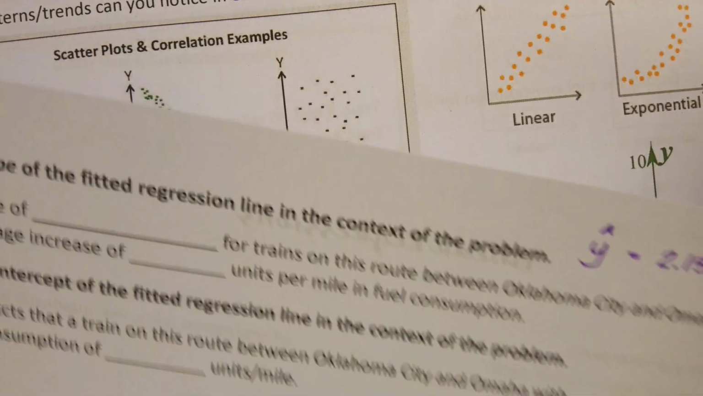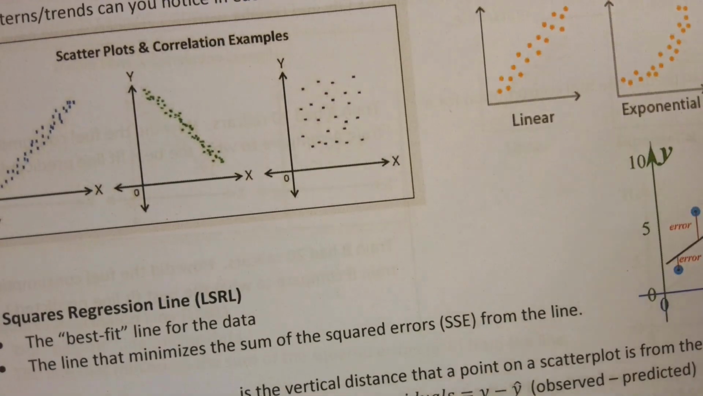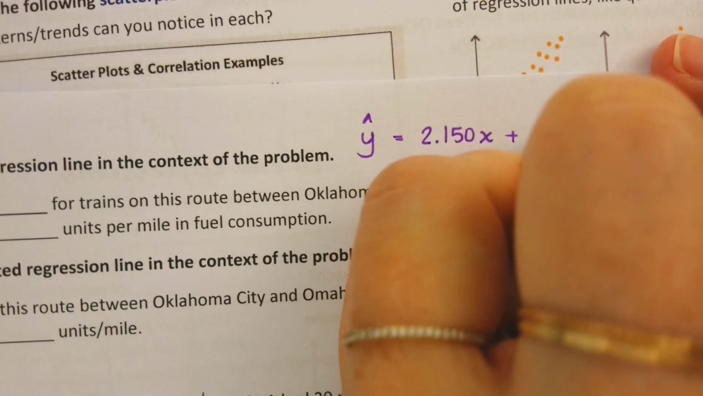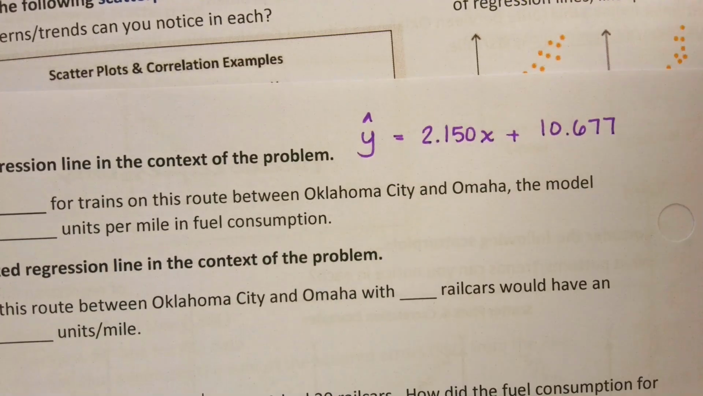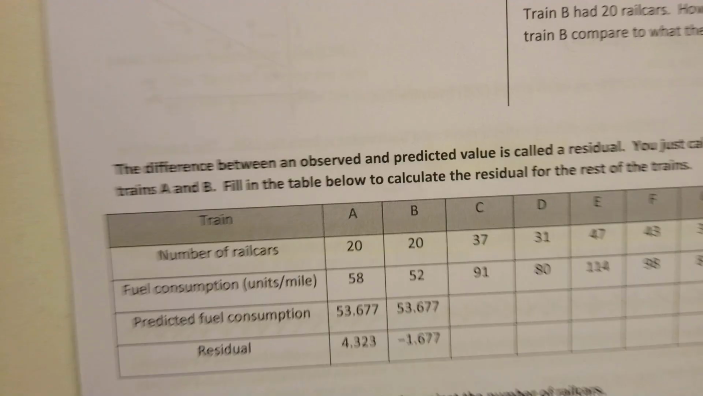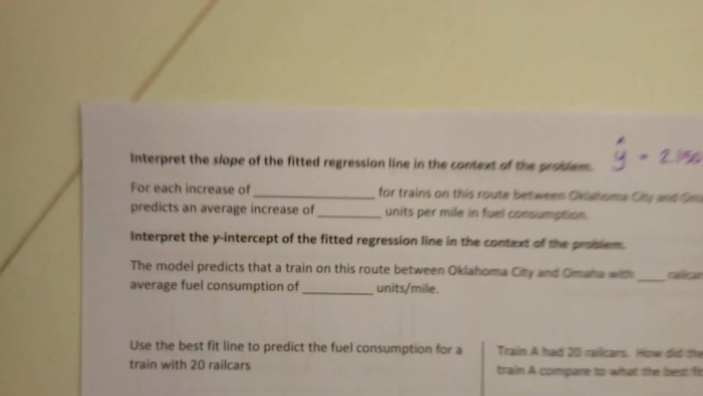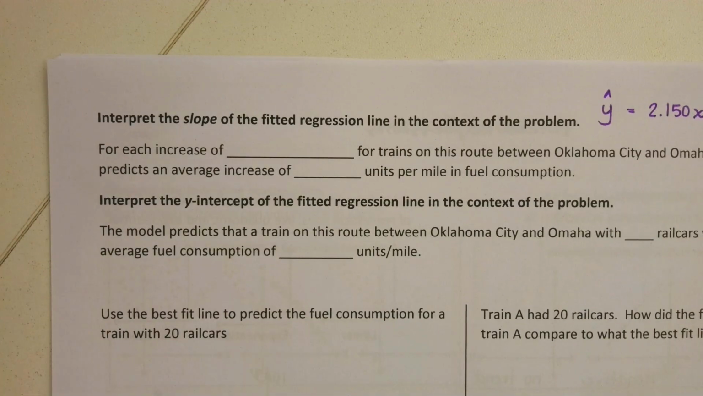2.150x plus 10.677. All right, recopy. Excellent. Okay, next: interpret the slope of your fitted regression line in the context of the problem.